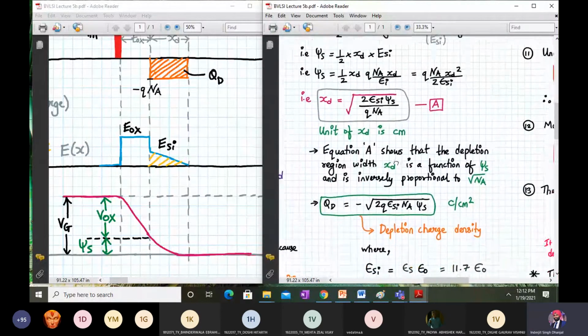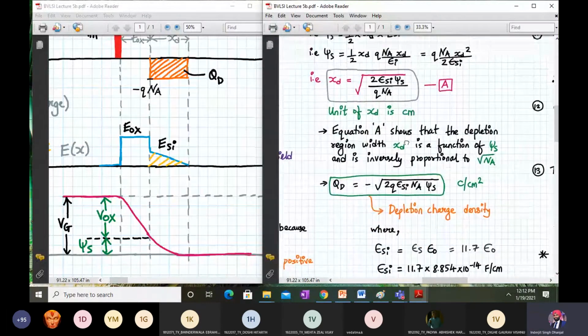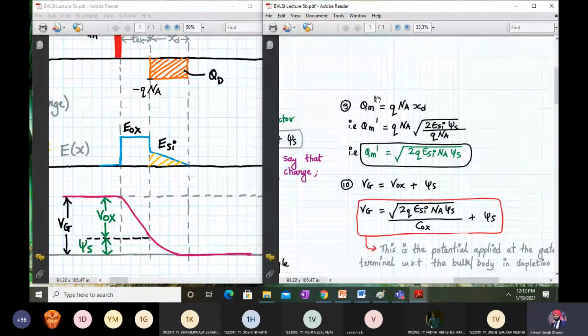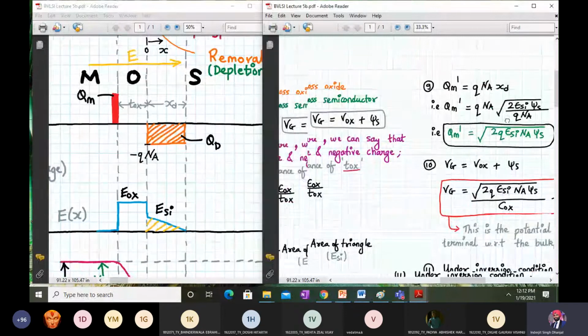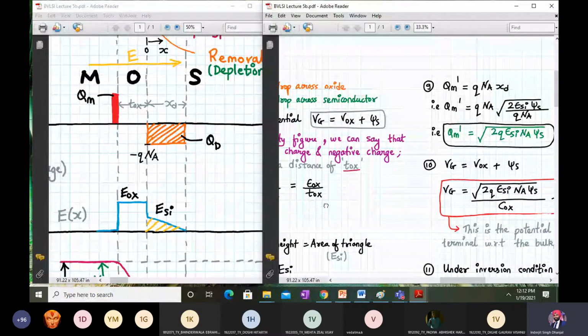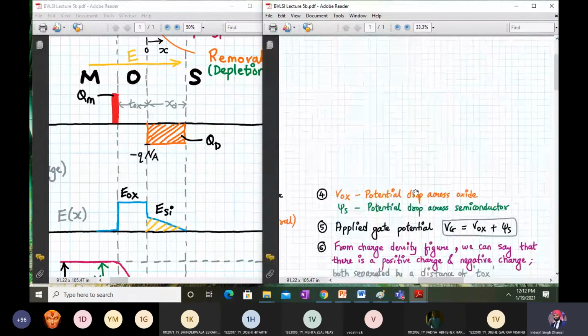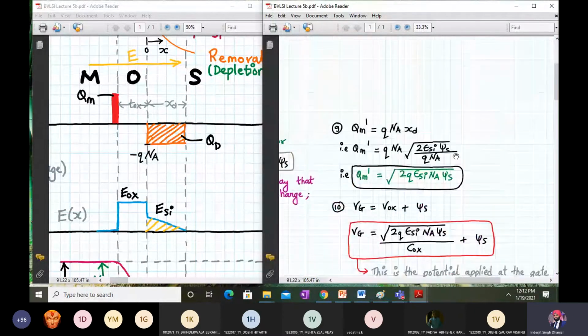Now we'll move on to the depletion region charge formula. So what is Qm dash? Qm dash we have derived and seen earlier. Qm dash is nothing but Q into Na into xd, correct?